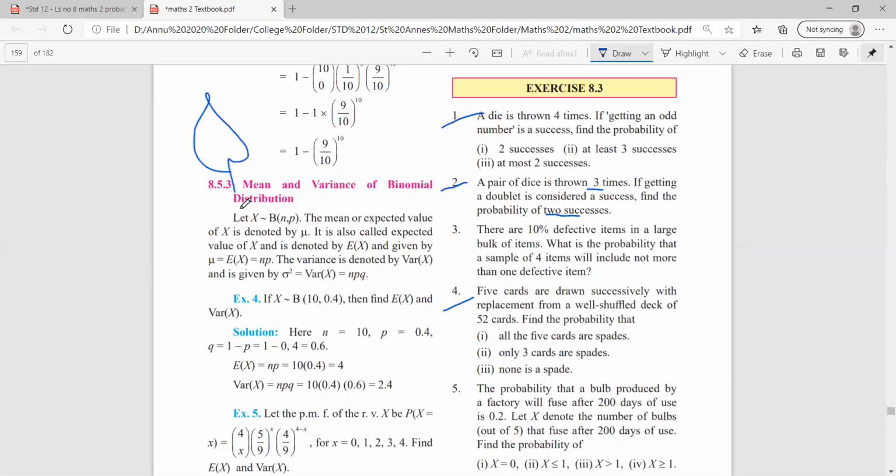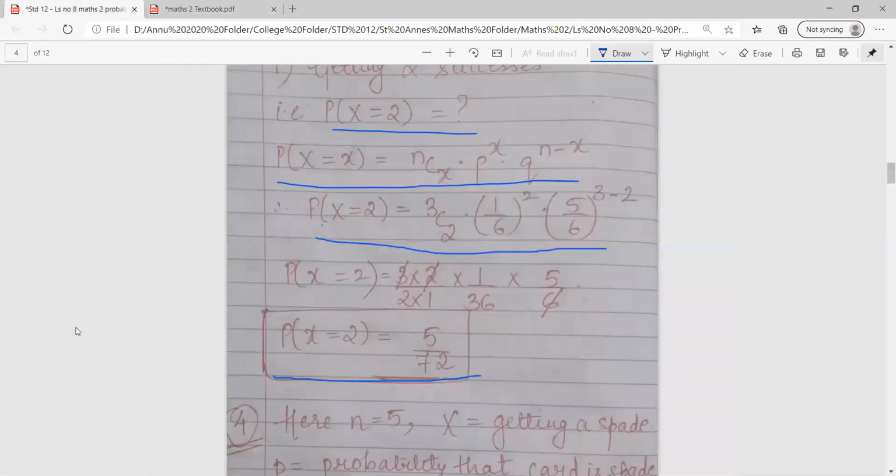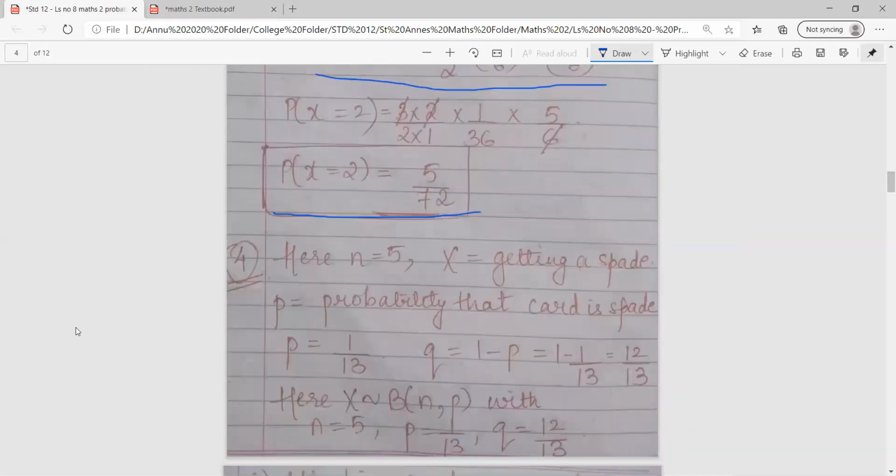Spade means the pan ka patta, for your reference. Club is the chidiya, the clover, the tree you can say. And diamond and heart you all are familiar with. Now each of these 4 is a pack of 13 each: 13 hearts, 13 diamonds, 13 spades and 13 clubs. So they are talking about spades over here. We'll represent the success as getting a spade.